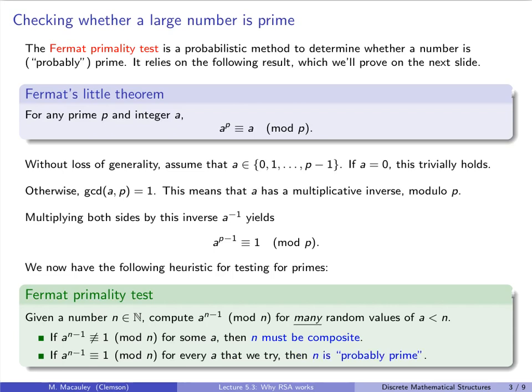Unfortunately, there's no such thing as a yes certificate for this primality test. In other words, if a to the n minus 1 is equivalent to 1 mod n for every a that we try, we can't promise that n is prime. The best we can say is that it is probably prime. So what does that mean, and how probable is it? That's what we need to talk about. But before we do, I want to take a few minutes to prove Fermat's little theorem, and then we'll come back to this issue.